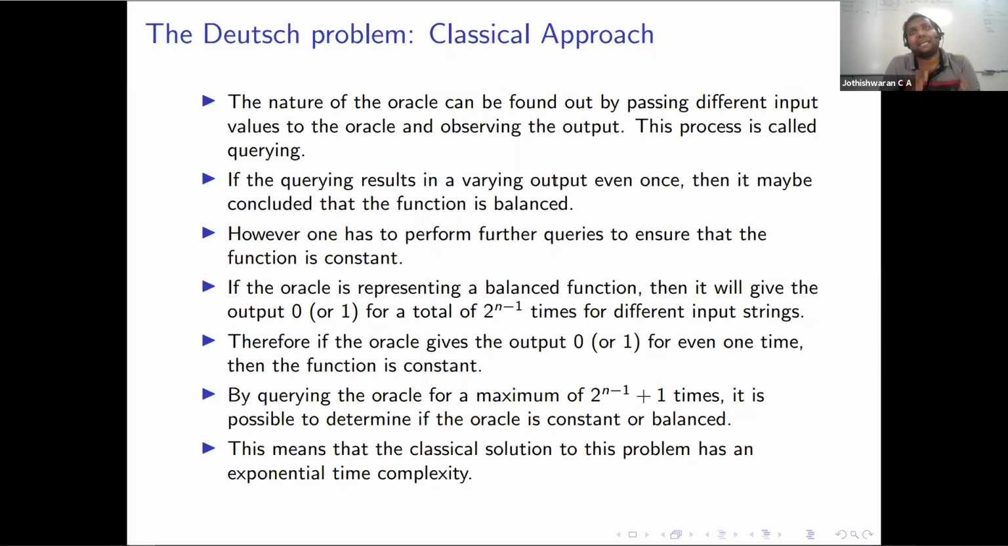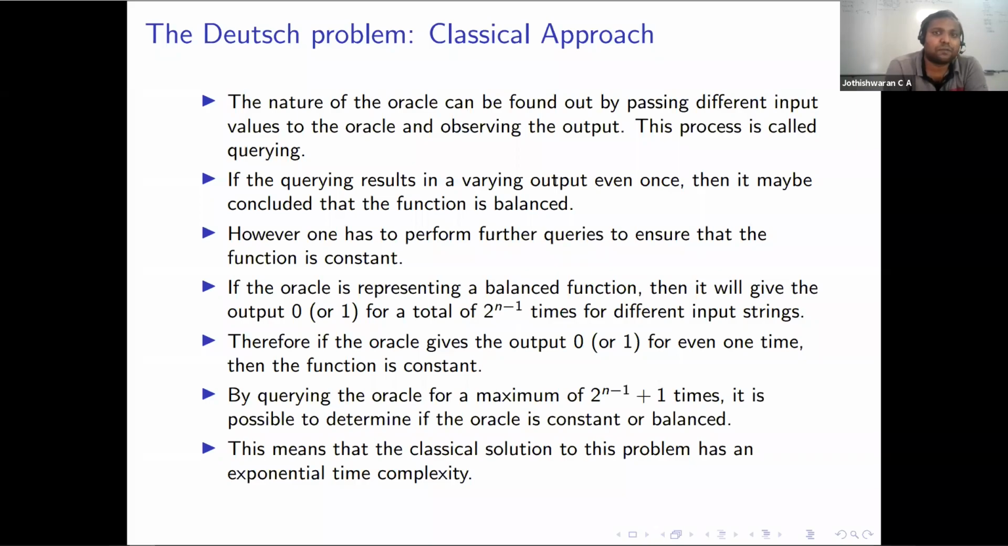However, if I keep getting the same output again and again, how many times do I have to query this oracle to find out if the given oracle is constant or balanced? So the trivial answer is I can give all 2 to the power n possible inputs, and if I get the same output 2 to the power n times, my function is constant. But that is a lot. Can we find the same answer with a lesser number of queries?